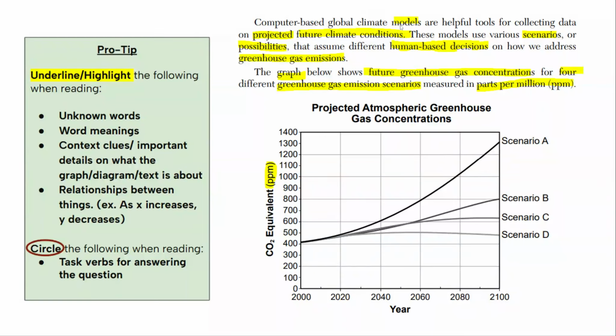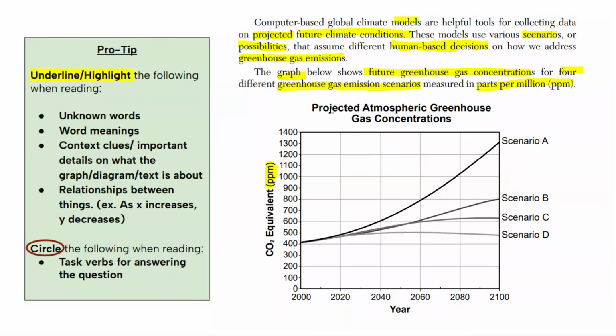So, if I'm just reading the highlights, I see that the models that these global climate scientists are looking at show projected future climate conditions, meaning future climate conditions that they think may be possible, such as scenarios. And these models have different scenarios or possibilities. And I see over here that can be scenario A, B, C, and D. And these possibilities assume different human based decisions on how we address greenhouse gas emissions. So each possibility or each scenario is showing me a different human based decision on how we're dealing with these greenhouse gas emissions.